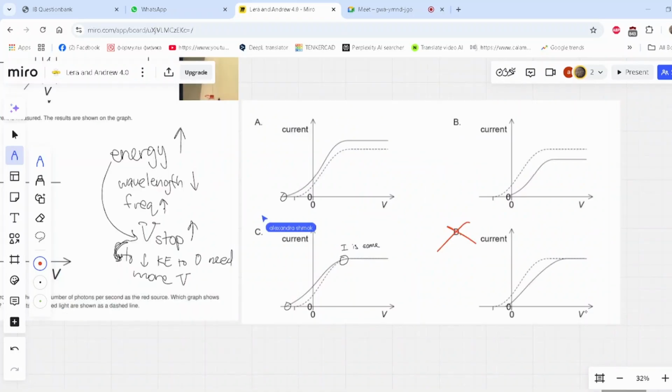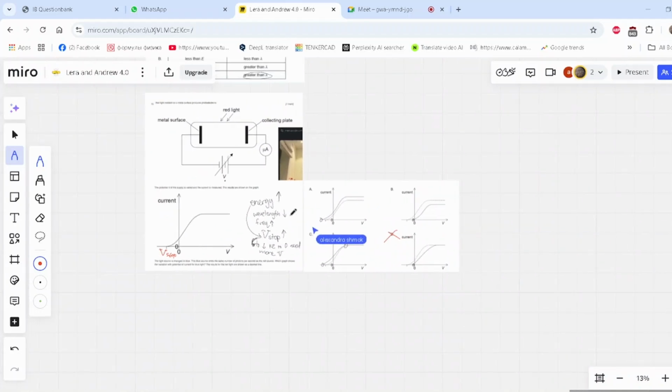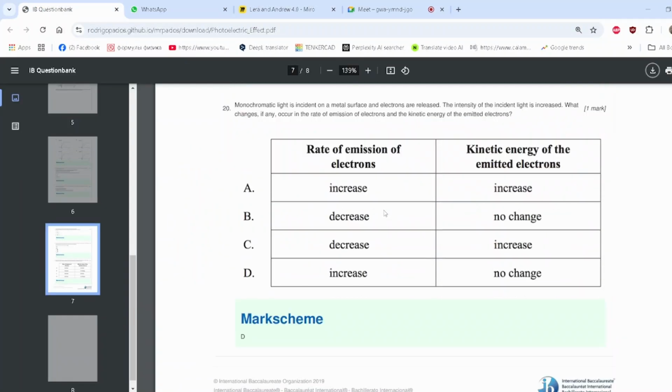Intensity is the same, voltage is bigger, and the dashed line is the previous line. Okay. But it is easy to solve this problem, right? If you just understand this concept, it is easy to solve. Read the question carefully.